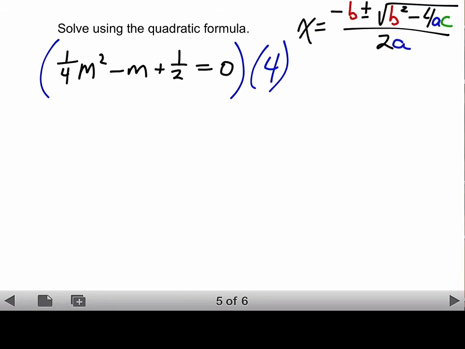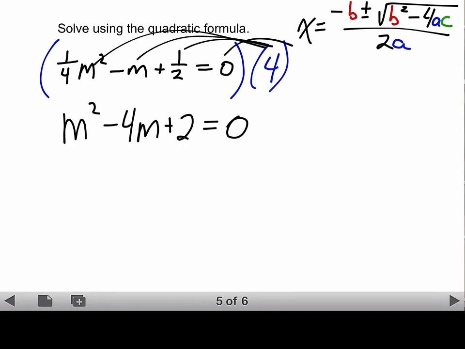So I've written down the formula for reference, and after distributing the 4 to both sides, we're going to end up with m squared minus 4m plus 2 is equal to 0. And I see a is 1. That's, remember, always there when we don't have a coefficient. It's 1. And b is negative 4.